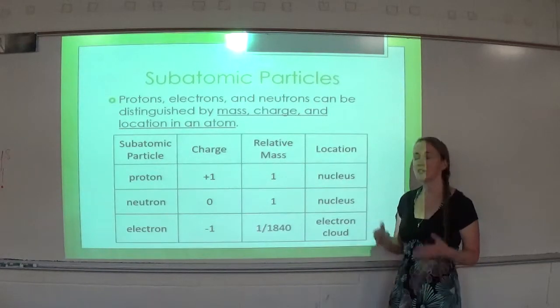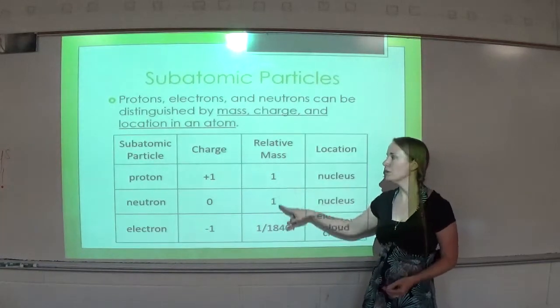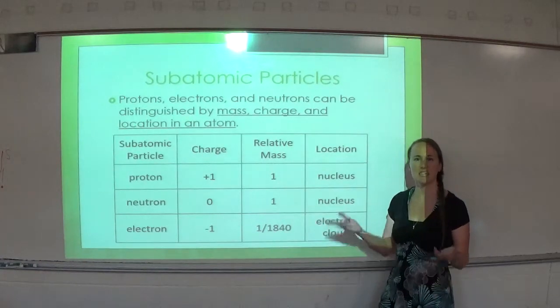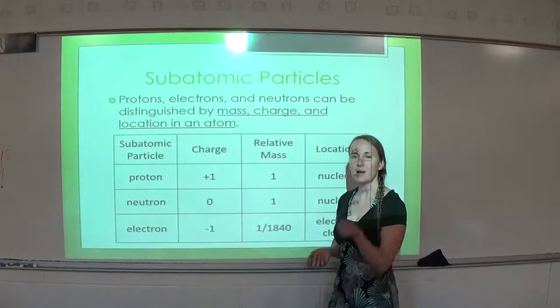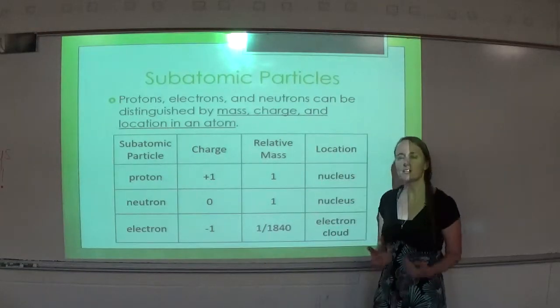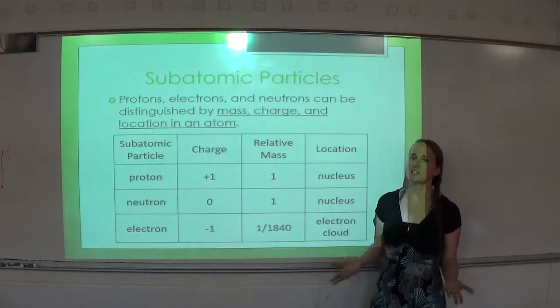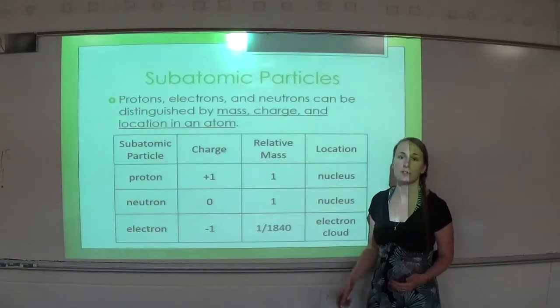So since electrons are so much smaller, when we talk about the mass of an atom, we only focus on the protons and neutrons because the electrons are so small. It would be as if I weighed myself on a scale and then I pick up a paperclip and re-weigh myself. The paperclip's so small in comparison to my body weight that it's not going to change the number on the scale. And that's what an electron is like based on a proton or a neutron.